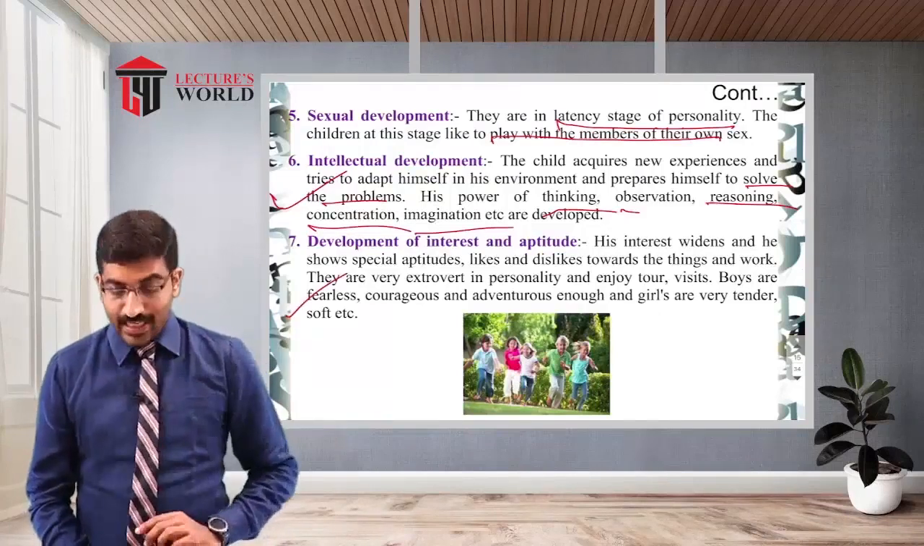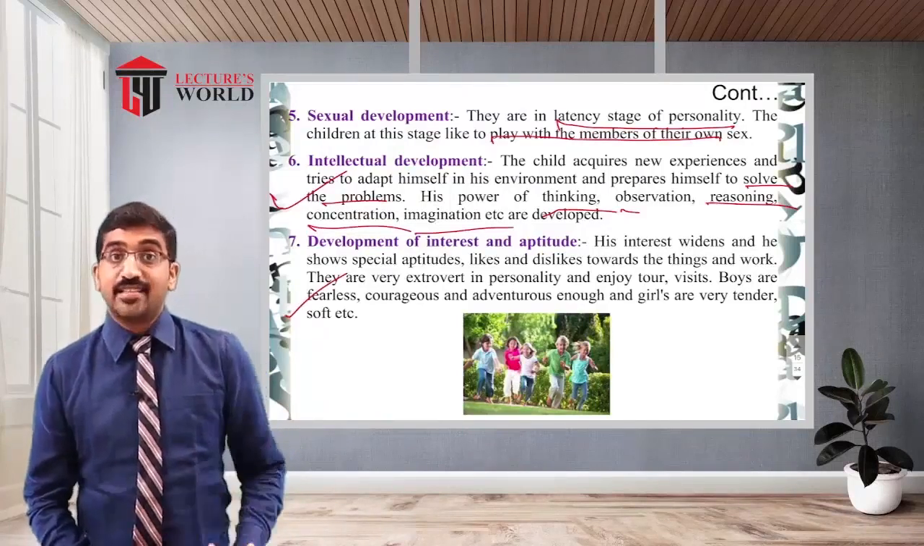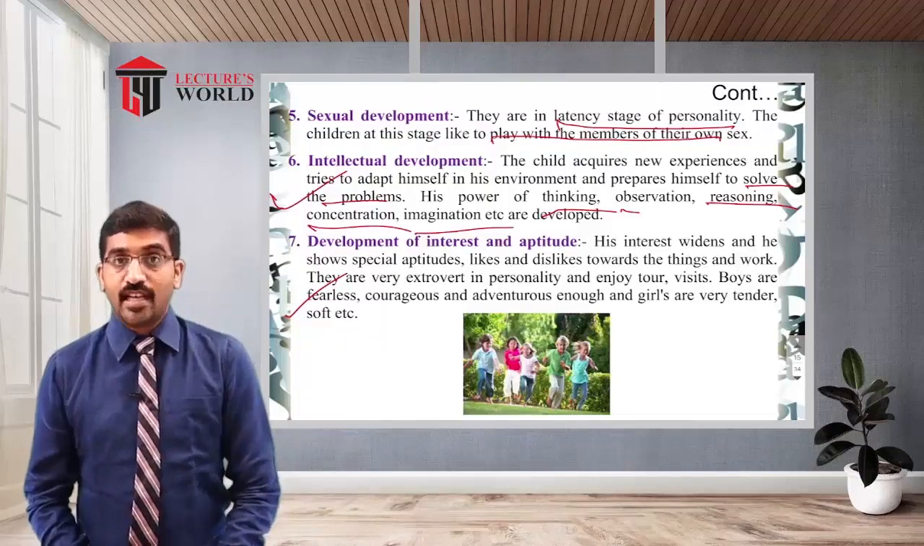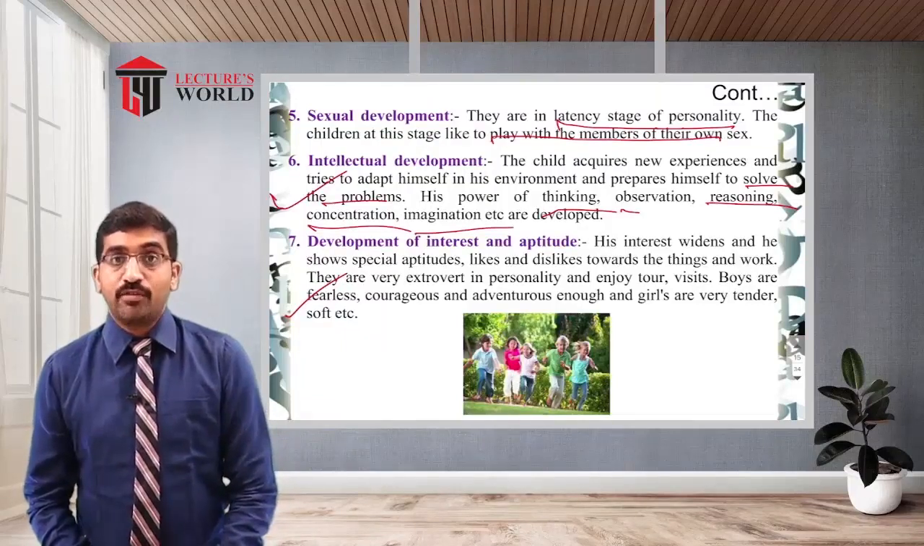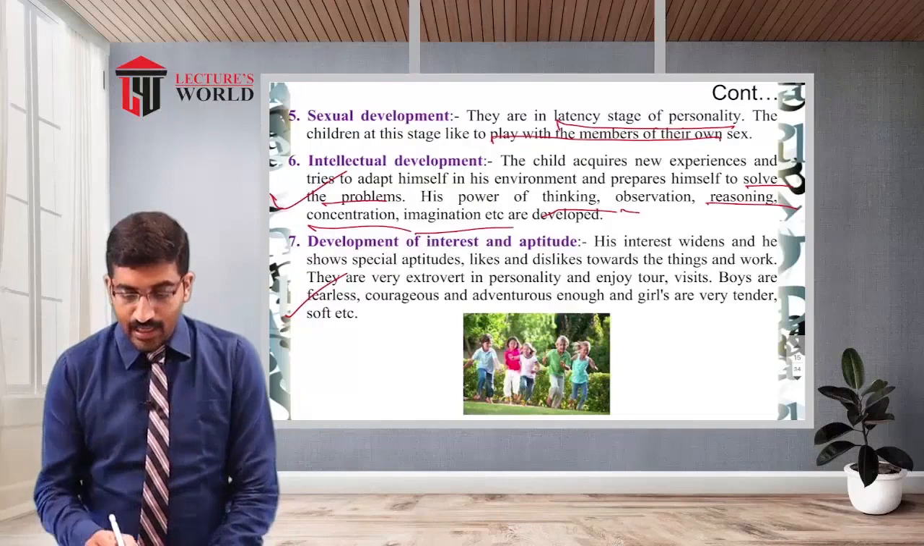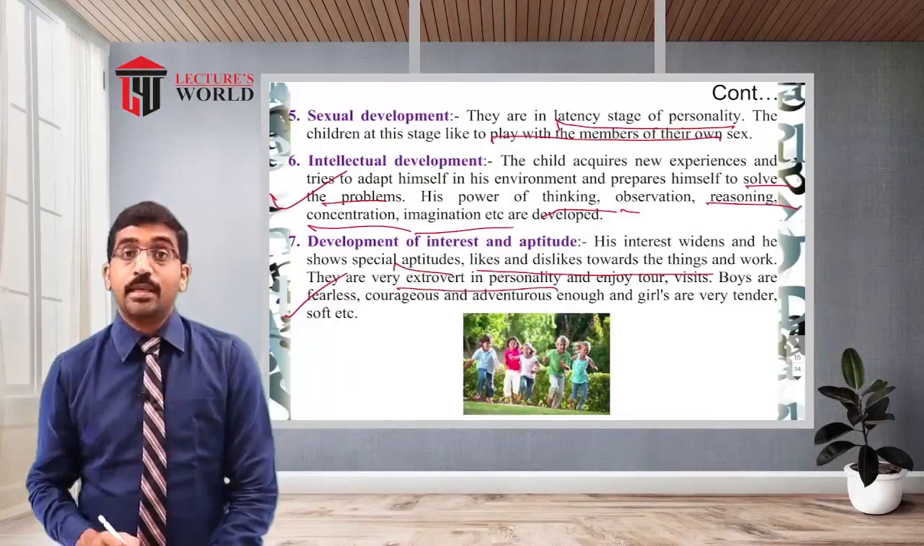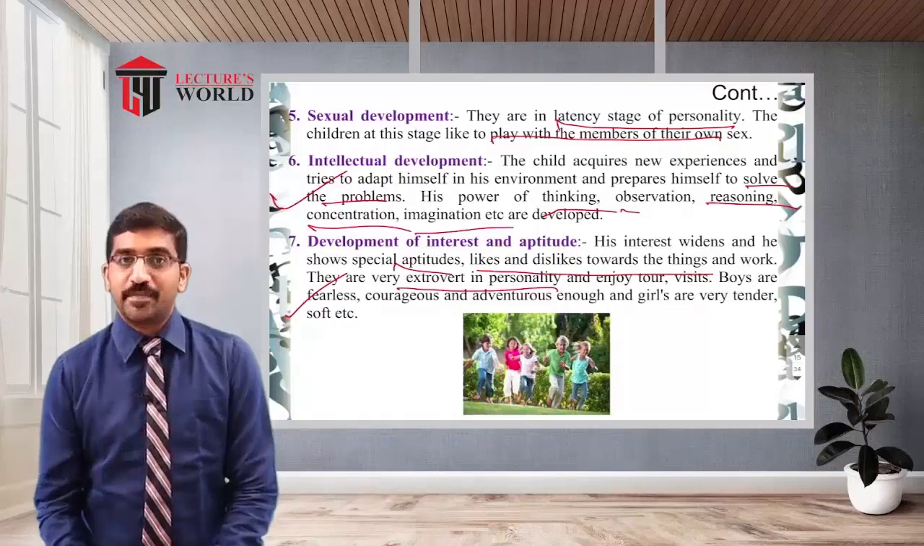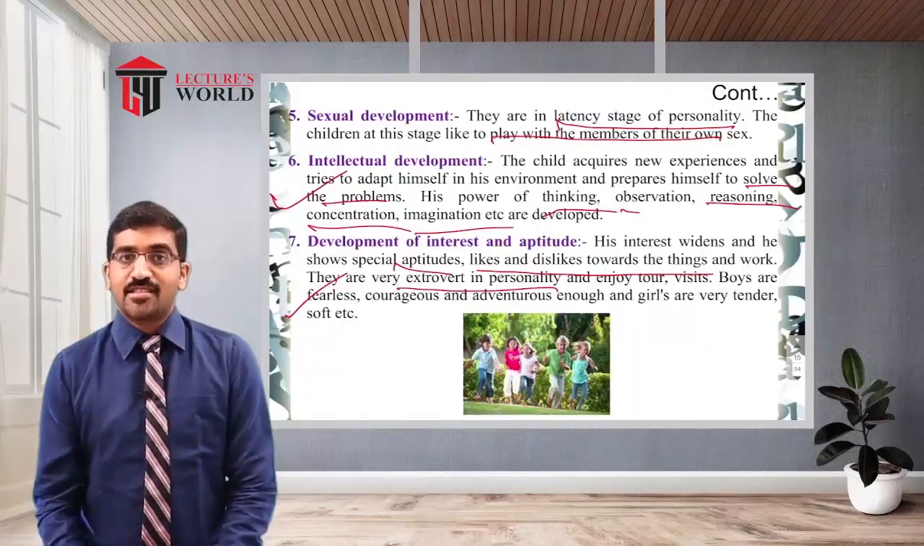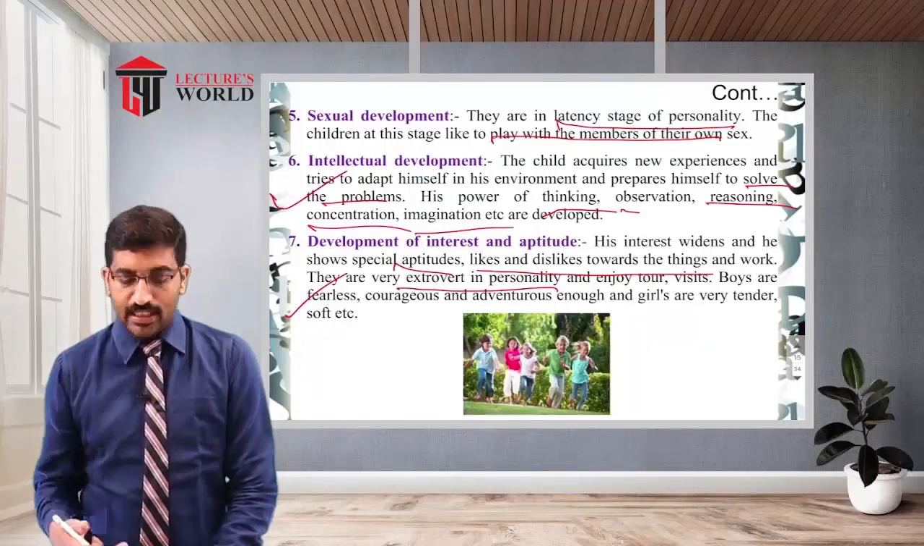Development of interest and aptitude. Aptitude means general things. Already you have learned in the psychology chapter how aptitude develops in a child, like special aptitude, likes or dislikes. They are very extrovert. Some people may be extrovert. What is extrovert personality? Already you have learned. Extroverts means they are thinking about others.